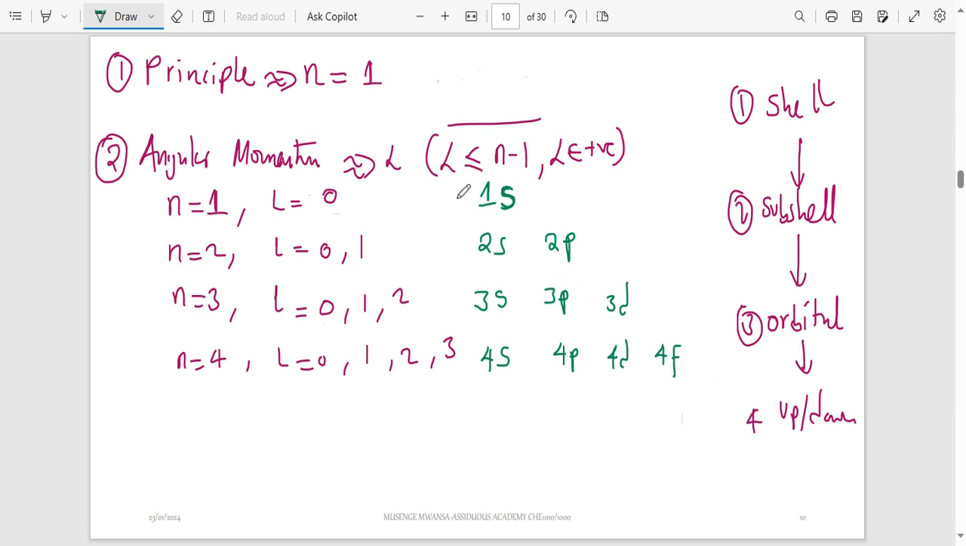This tells you that the first shell has got only an s orbital. So you don't have 1p. It doesn't exist. They can give you this and ask you to identify what is wrong in the following. You don't have 1p. Also for the 2, you don't have 2d. D only starts at 3. Also for the 3, you don't have 3f. Okay, so these are the orbitals.